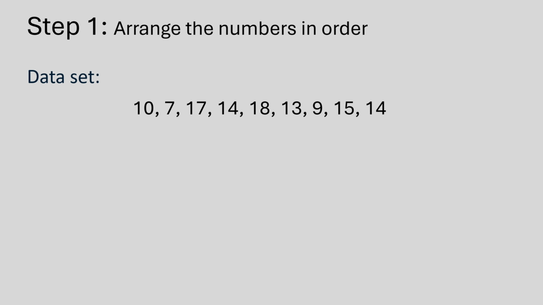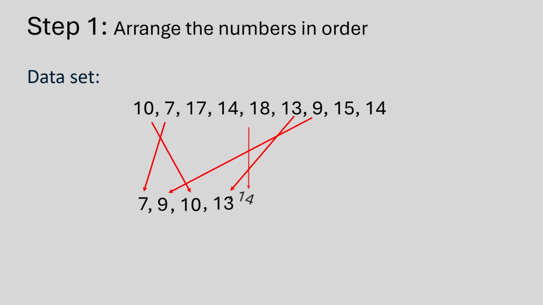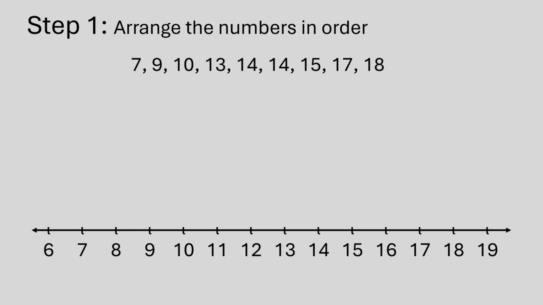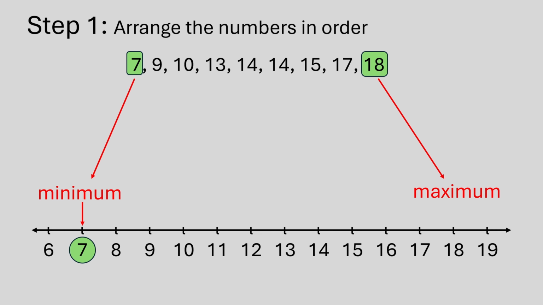Step 1. Arrange the numbers in order. We arrange the data from least to greatest. 7, 9, 10, 13, 14, 14, 15, 17, 18. Here is the number line. 7 is the minimum value, so it is the minimum. 18 is the maximum value, so it is the maximum.